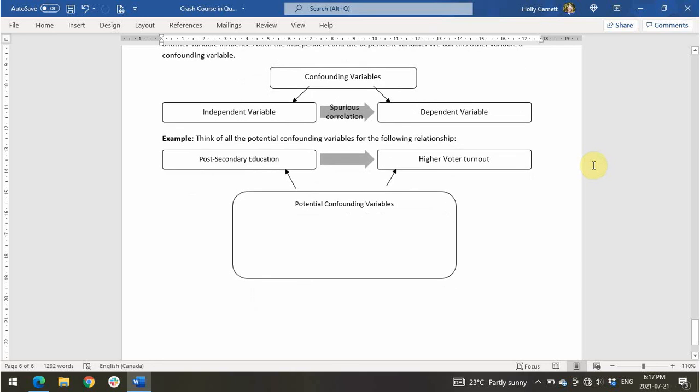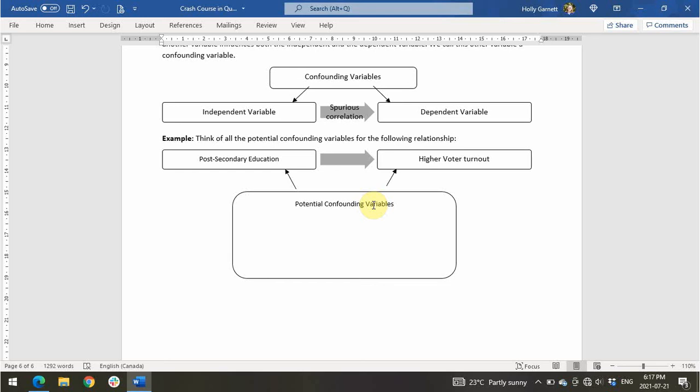So let's think of an example for confounding variables for post-secondary education and higher voter turnout. Let's look at maybe the individual level. An individual who has post-secondary education is more likely to turn out. Well, maybe it's actually a matter of the parent's income. The parent can afford to send them to university. The parent is also likely to have been voting, because we know that income is related to voting, and maybe they took their kids to the polls more often, and therefore they were socialized into voting.